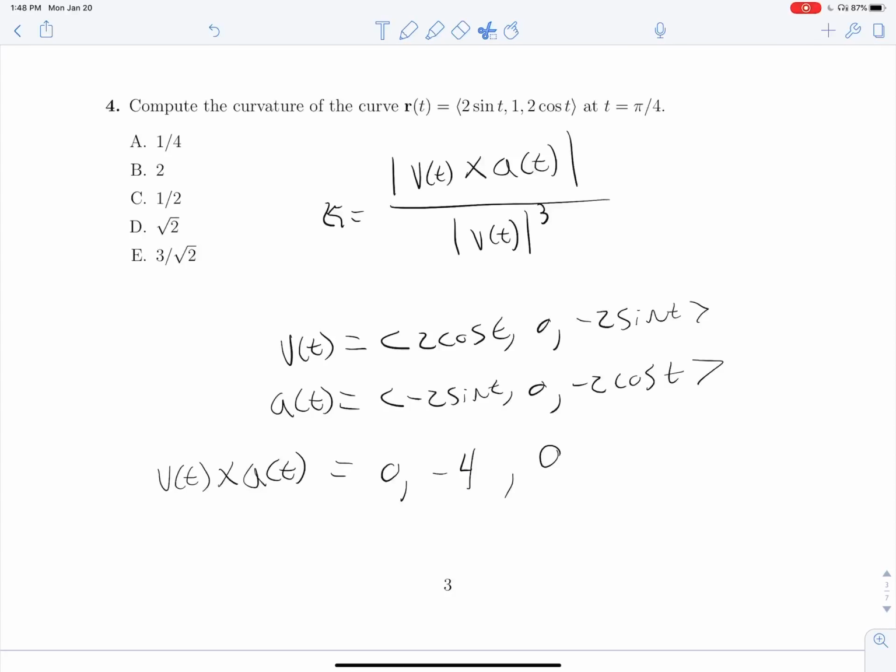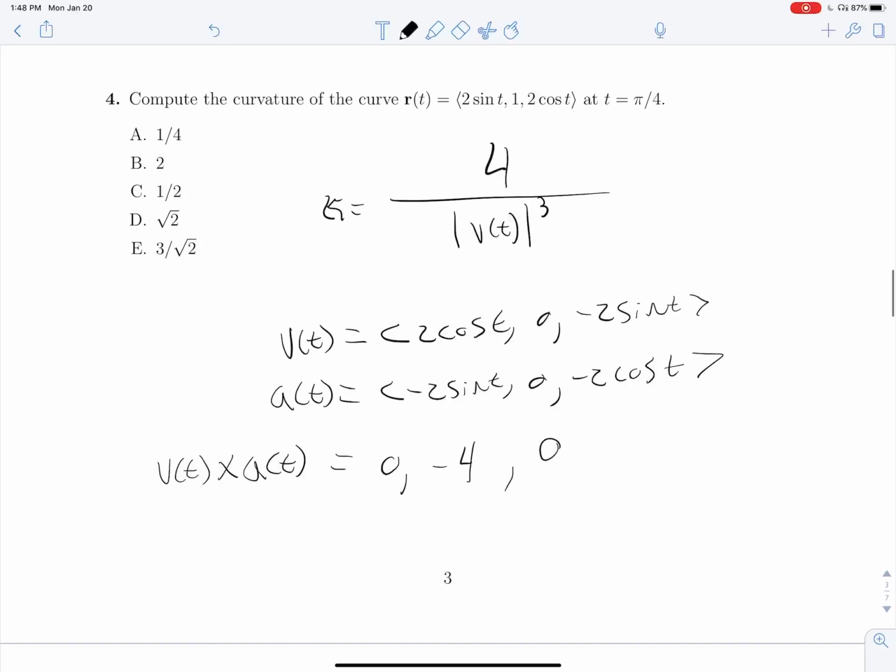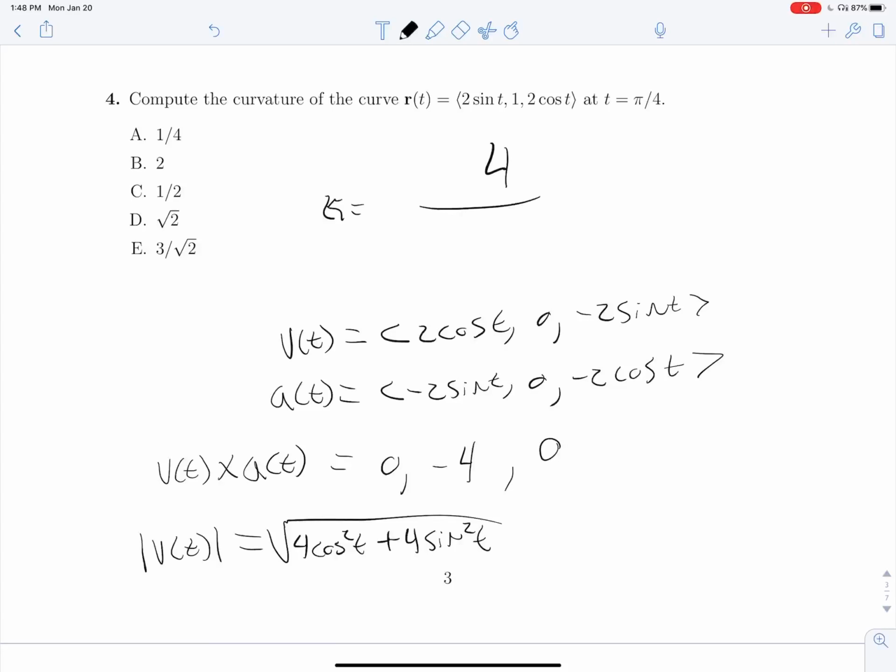We're taking the magnitude of that. The magnitude of 0, negative 4, 0 is just going to give us 4. And so we get 4 on top there. Then the magnitude of v of t cubed: the magnitude of v of t will just be the square root of 4 cosine squared t plus 4 sine squared t. That's just root 4 or 2. 2 cubed will be 8. So 4 over 8, our answer is 1/2 for question 4.